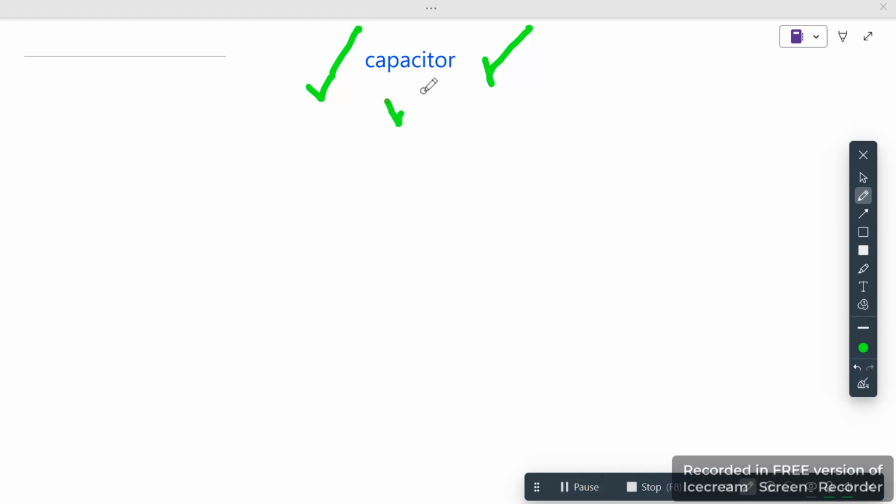And this could be a device or a conductor as well. And I just wanted to tell you about this storing.